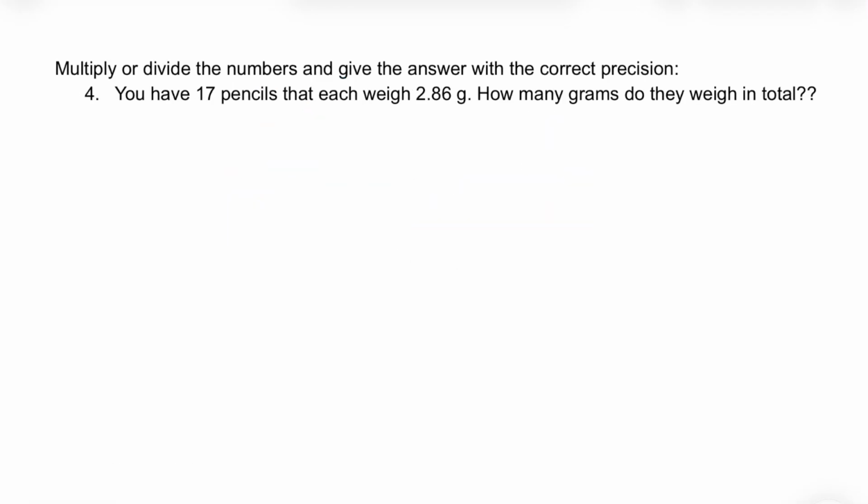Okay, and lastly, this final question looks a little bit different than the others. It's a little bit wordier, okay?